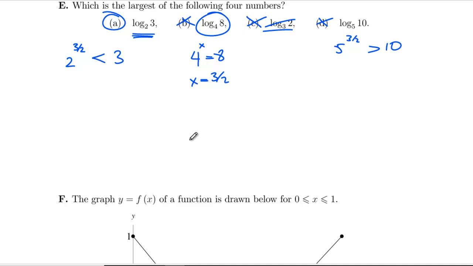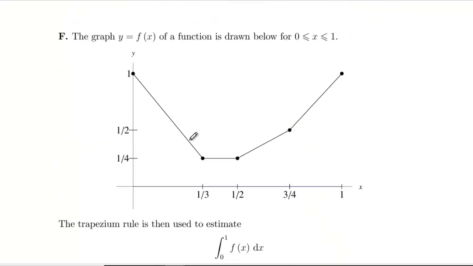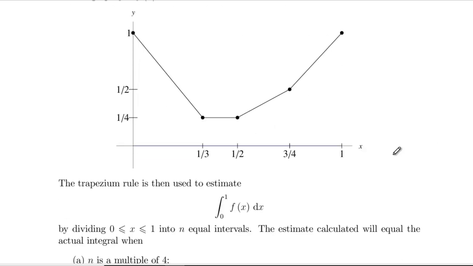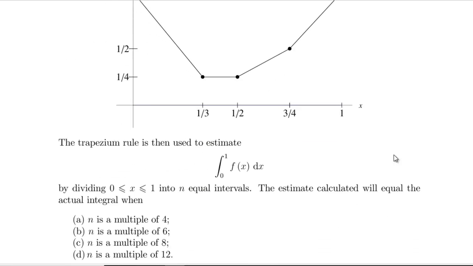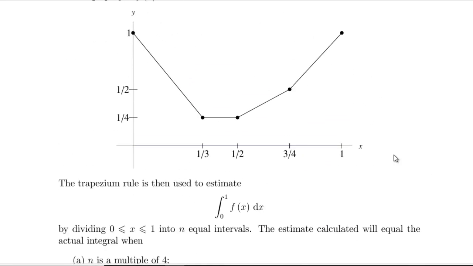Okie dokie. Right. F. The graph y equals f of x of a function is drawn below for 0 to 1. Okay. Trapezium rule is used to estimate the area. Fair enough. By dividing that into n equal intervals, the estimate calculated would be equal to the actual interval when n, so that's our number of strips, isn't it? Yes, is a multiple of what?